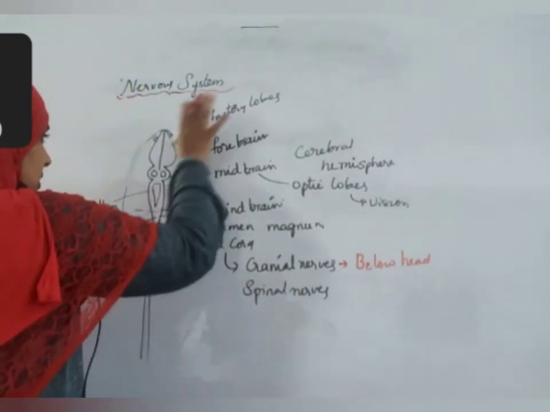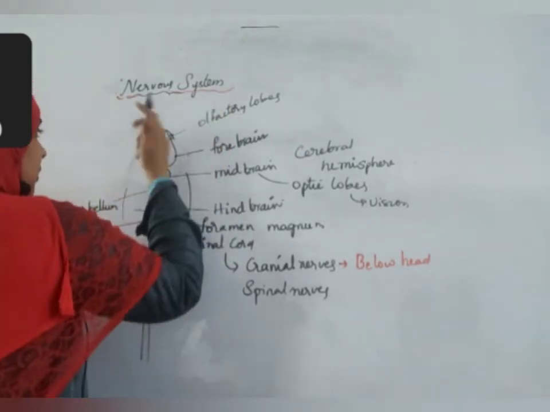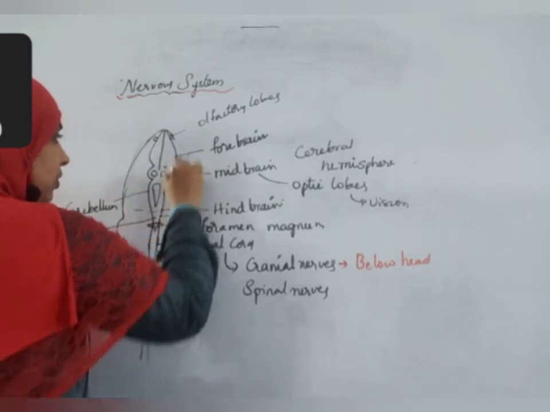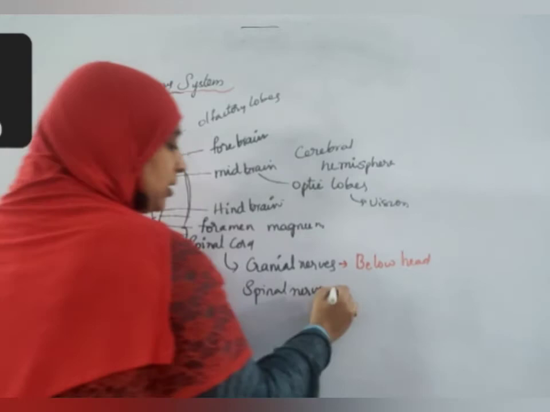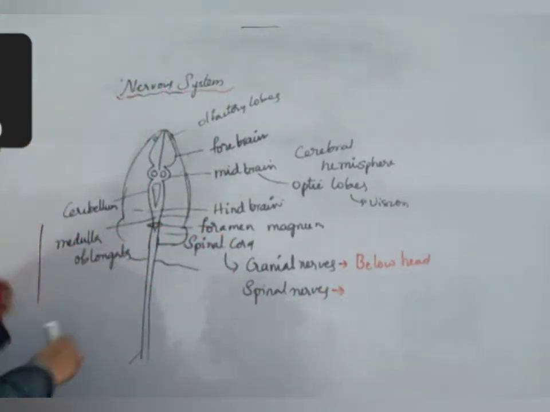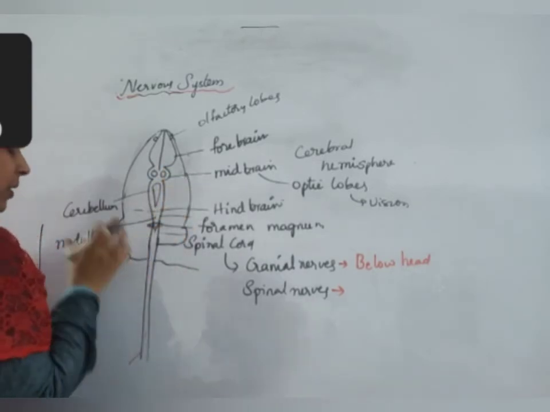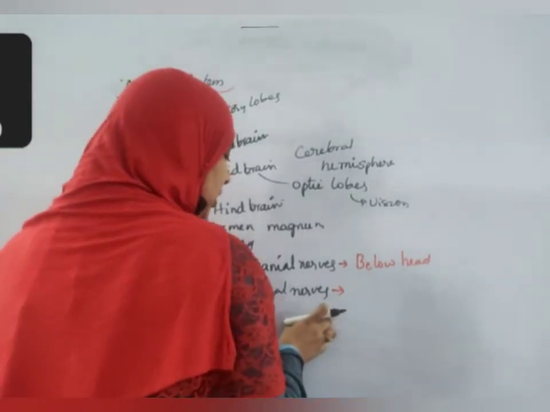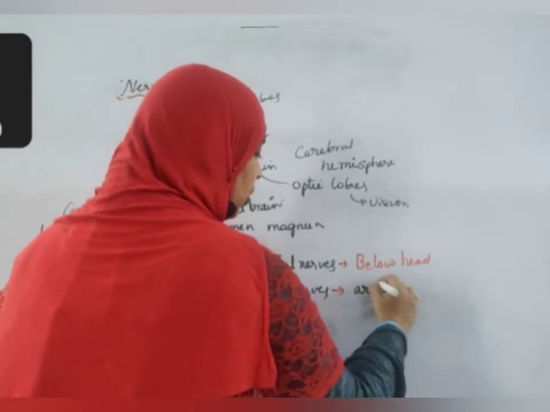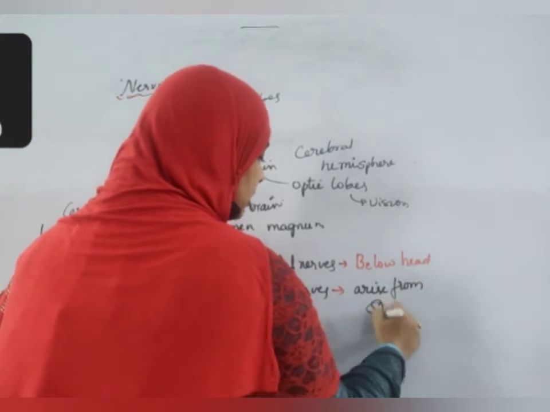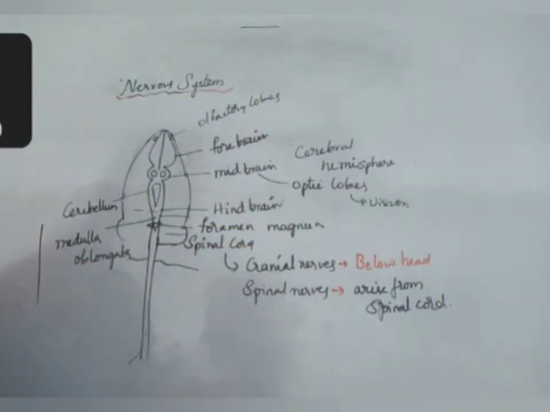So I have drawn these eyes here itself. This is total head region, here eyes will be there. Total brain is present in head. After that, eyes are present. So the nerves that arise from spinal cord are called spinal nerves.